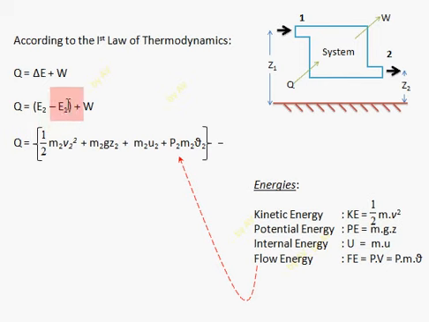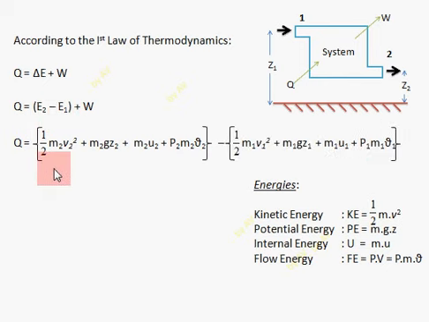Now we need to concentrate on E1. So similarly, we can write the E1 also, that is kinetic energy, potential energy, internal energy, and of course flow energy. Now we have left out this W, we need to include that also here. So plus W. So now we have included all the energy forms and we have expanded the previous equation with the different types of energy. Let's move to the next step.